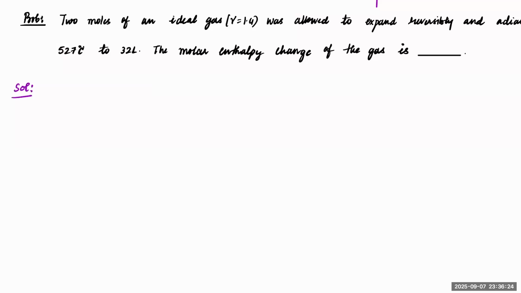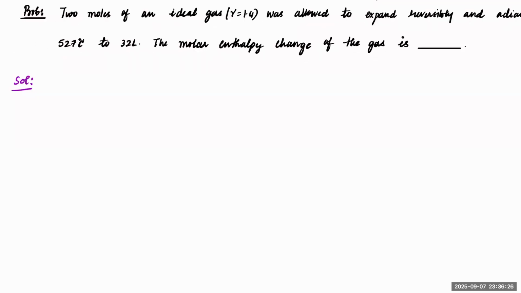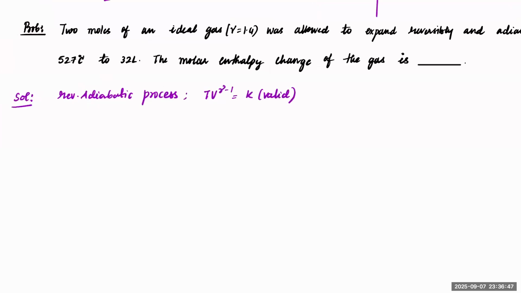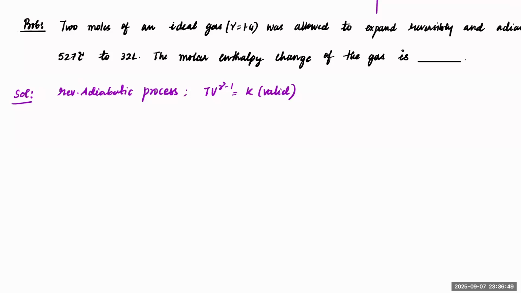So here the hint you need to catch is that it is a reversible adiabatic process. That is the first thing we need to catch. Since it is a reversible adiabatic process, TV raised to the power of gamma minus 1 is equal to constant is valid. So we can use that information.